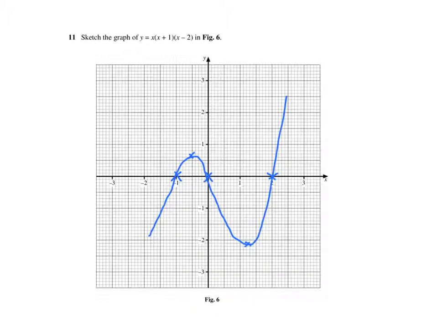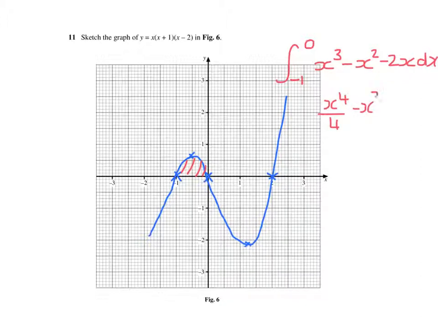We're asked to find the area between the curve above the axis, so that's the red area, and that will be the integral from minus 1 to 0 of x cubed minus x squared minus 2x with respect to x. x cubed becomes x to the 4 over 4, x squared becomes x to the 3 over 3, and minus 2x integrates to give minus x squared. Don't have to worry about the constant of integration.